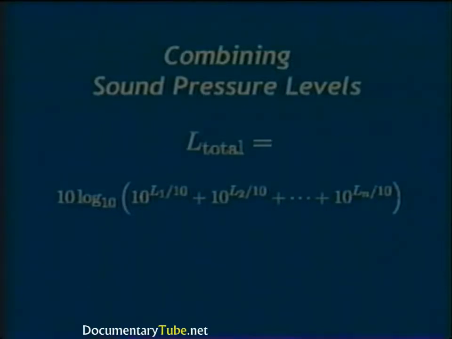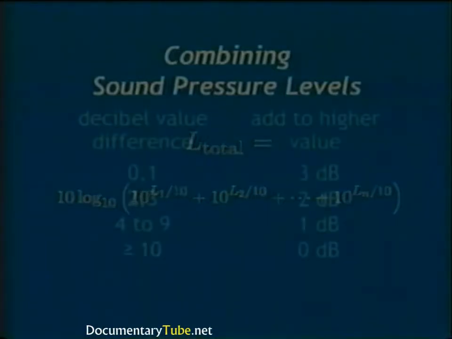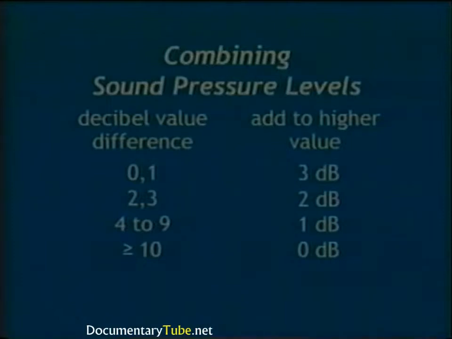Therefore, to combine decibel values, each must be converted to a linear scale, added, and then converted back to a logarithmic scale. Here, L1, L2, up to Ln represent the n sound levels that are to be combined. For applications requiring only integer decibel accuracy, it's also possible to apply some simple steps to calculate an approximate total sound pressure level. First, find the decibel difference between two sound pressure levels. You then add an adjustment factor to the higher of the two sound pressure levels.